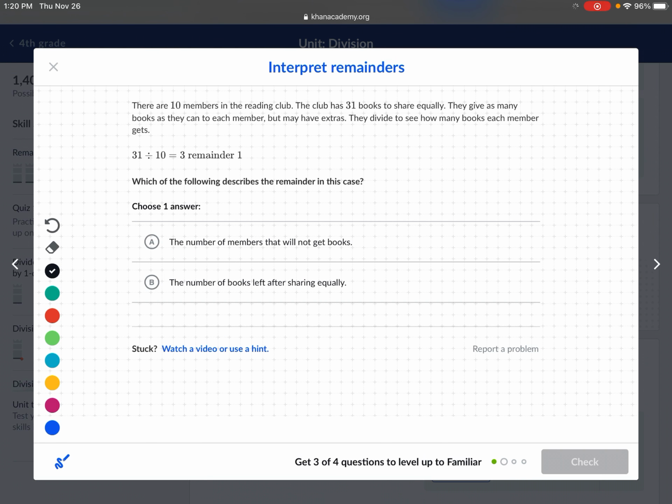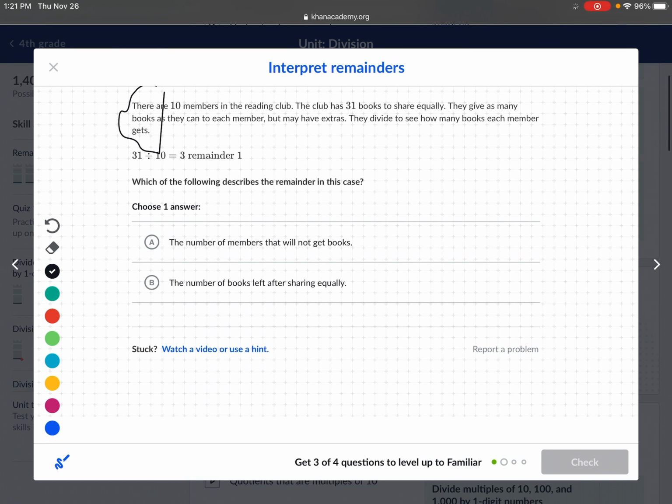Okay. Next question. There are 10 members in the reading club. The club has 31 books to share equally. They give as many books as they can to each member, but they have extras. They divide to see how many books each member gets. So 31 divided by 10, 3 remainder 1. Okay, so that's the question. Okay, so that's the information they give us.